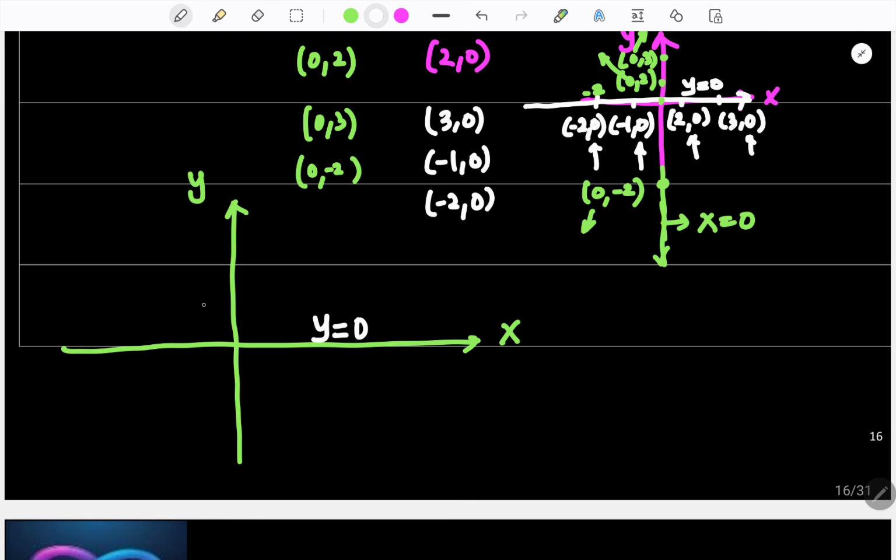What is the equation of the y-axis? X is equal to 0. Reverse, keep in your mind. Reverse means what? Opposite. You can say like that: for the x-axis, y equal to 0; for the y-axis, x is equal to 0.